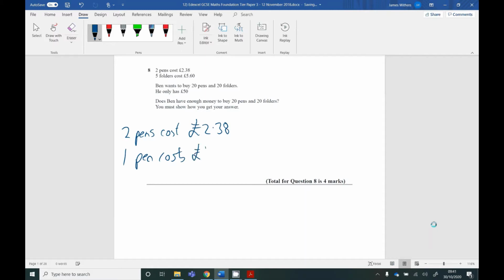Now he wants to buy 20 pens. So 20 pens, well, if 1 pen costs £1.19, 20 pens is going to be 20 times £1.19. So £1.19 times 20 equals £23.80.